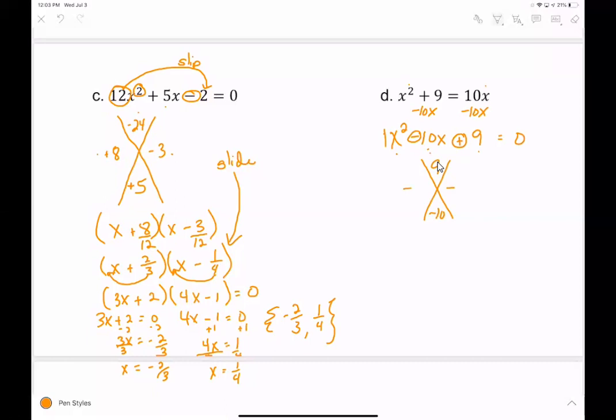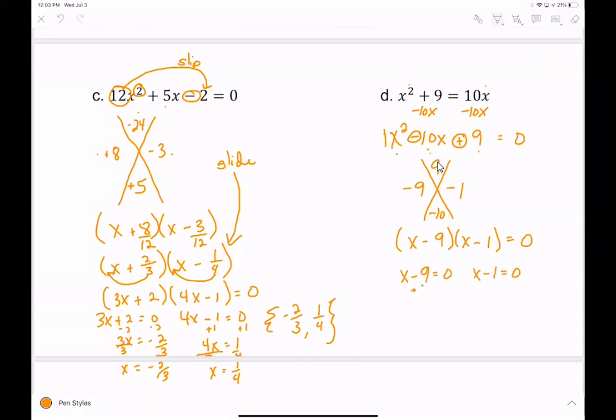So if I'm thinking about factors of 9 that would add to a negative 10, a negative 9 and a negative 1 would add to a negative 10, and a negative 9 times a negative 1 is a positive 9. So I'm going to break my factors down into x minus 9 and x minus 1. Remember, you're equaling it to 0. So now that you've factored, you've got to take each factor and equal them to 0.